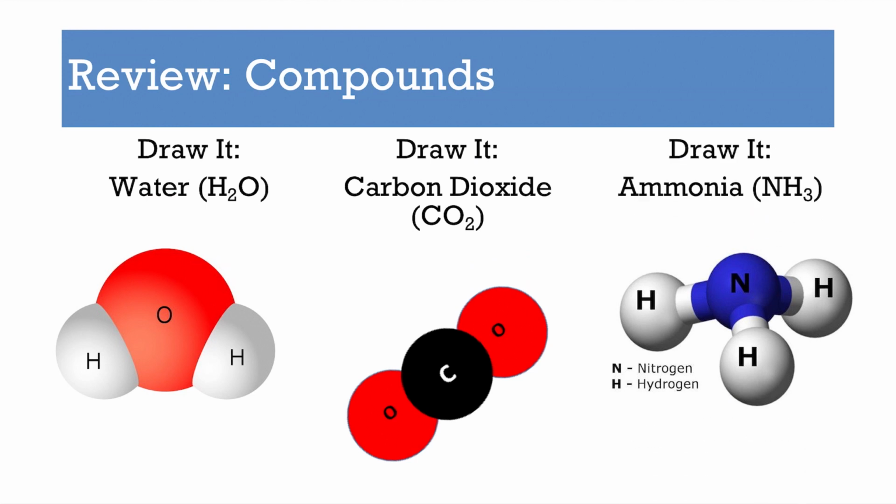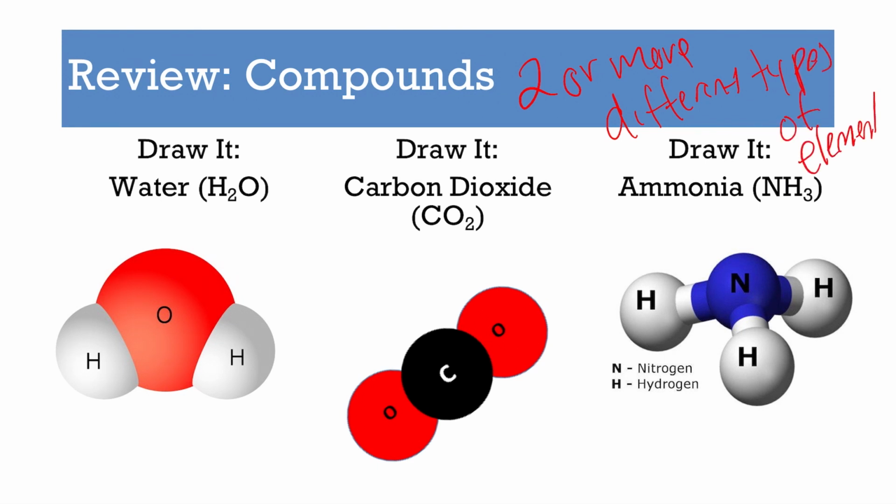Okay, so here we have some examples of compounds. We have water, carbon dioxide, ammonia. Hopefully you'll see two or more different types of elements. So again, we'll write that down: two or more different types of elements.